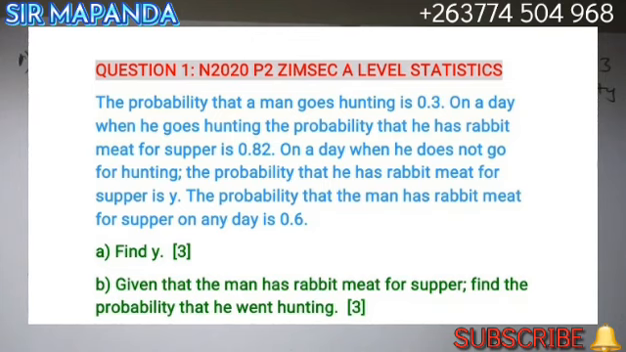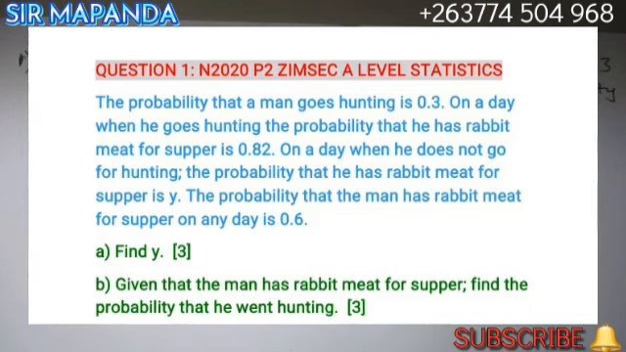In today's lesson we are going to focus on statistics, paper 2 November 2020 Zimsec. Right, so I'm going to start with the first question, which is in line with probability tree diagrams.